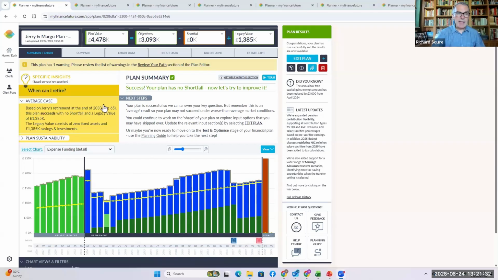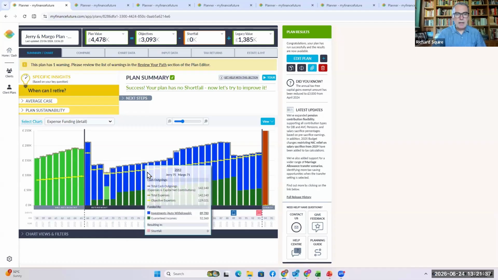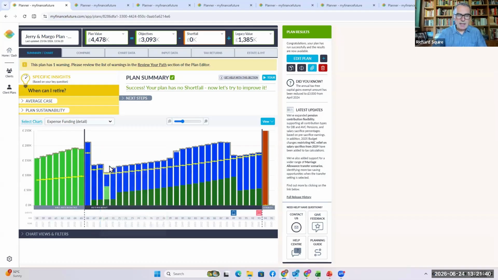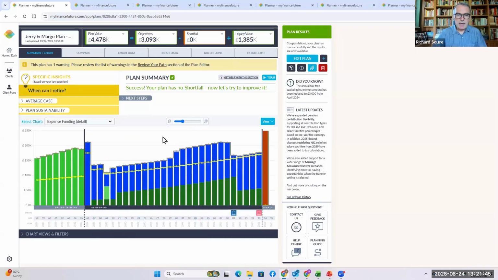This is the unoptimized plan, and I'll just close down some of this text to give a better view. What we can see here is the retirement period, which has a big peak in the middle of it. If we look under the covers, that's tax on pension withdrawals. What's happening there is the pensions are being withdrawn first, because that's the planner's default approach, to withdraw from pensions and preserve ISAs until the end of the plan.